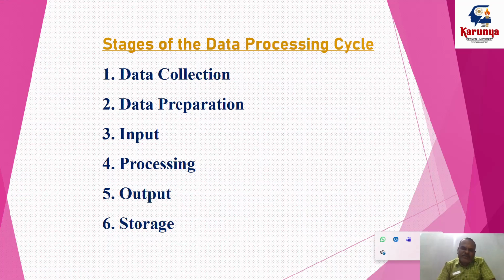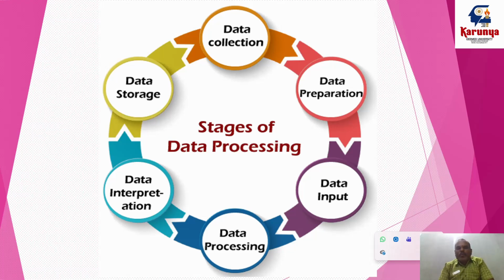There are 6 different steps when we are processing your data. Number 1, collecting your data, that is data collection. Then data preparation. After collecting your data, you have to prepare your data. Then we can give the input. The input will be processed. Then you may get your output. Finally, all the output will be stored in your storage devices. So these all are the stages of how the data will be processed, otherwise the data processing step by step.